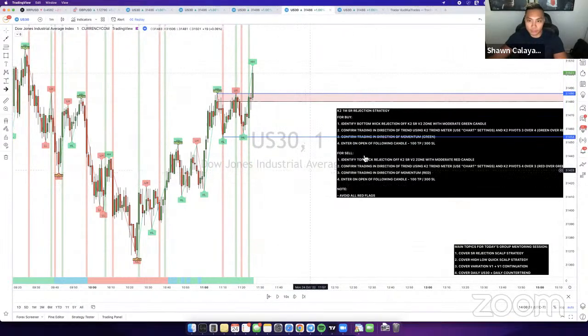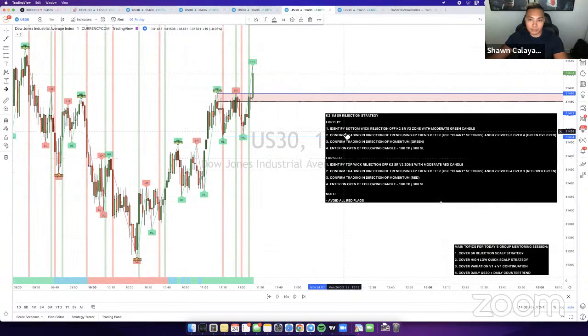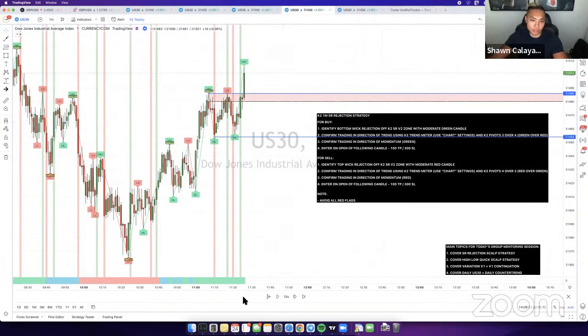So let's go over the requirements over here. For buys, you want to identify a bottom wick rejection off the K2SR V2 zone with a moderate green candle. Since the trend meter down here is green, this is going to be the main catalyst when identifying which direction to take these trades in.